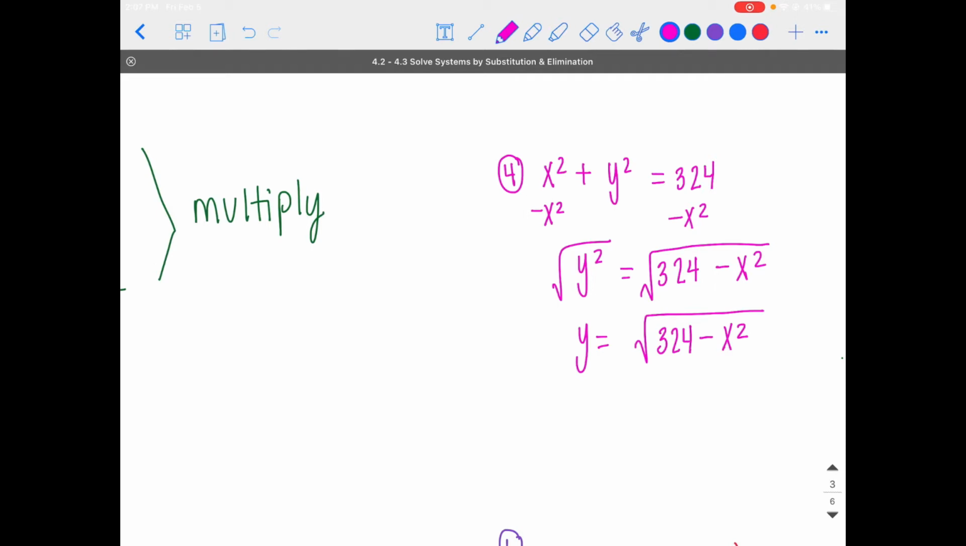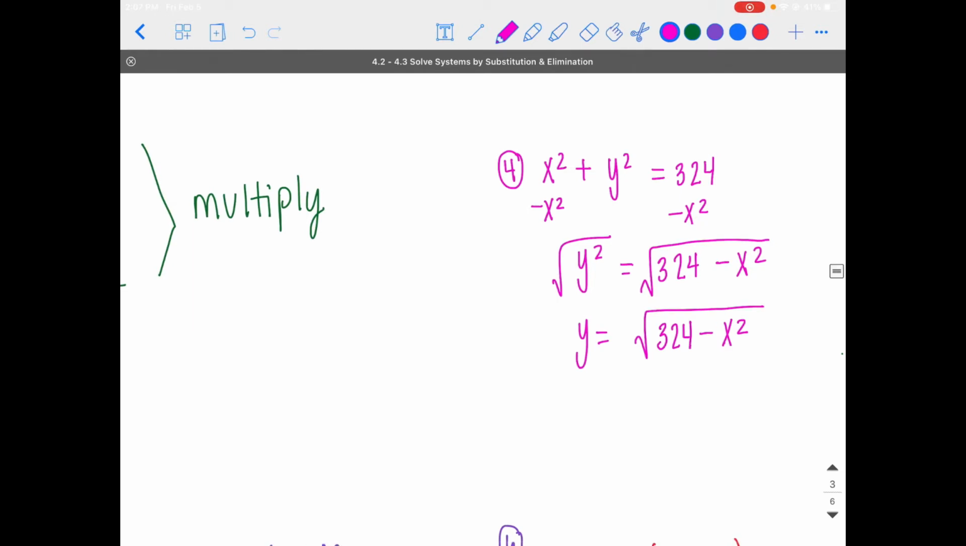Out of all of your answer choices, if you plug them in, all but one will give you an error, or depending on your calculator settings, it might have an i in your answer. You want the one that doesn't do that. And so if we plug in 18, we get the square root of 324 minus 18 squared, and that gives us 0. That's the only one that's not imaginary and doesn't give us an error.